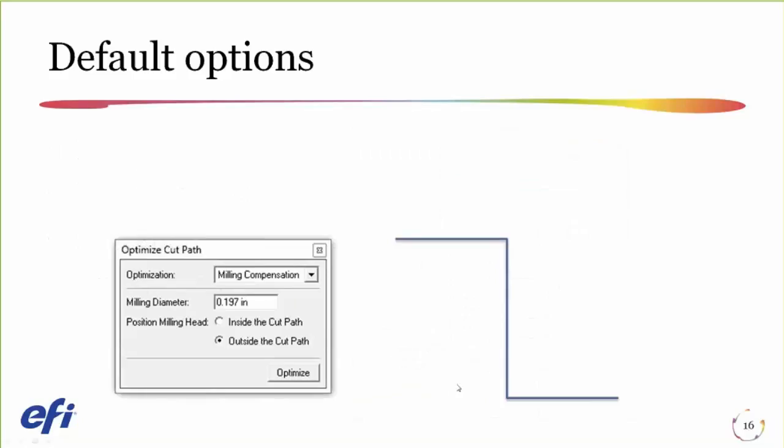Then for the cut path, we've got something called the milling compensation. That's the compensation for the diameter of the bit. Notice if I've got a cut path that's drawn just as straight lines, well, what exactly is supposed to happen here with a bit that is really kind of going round?